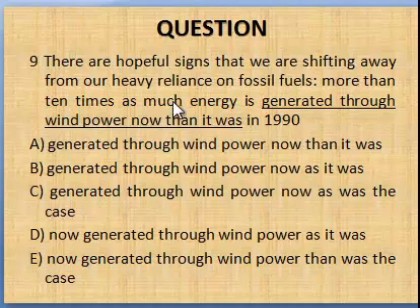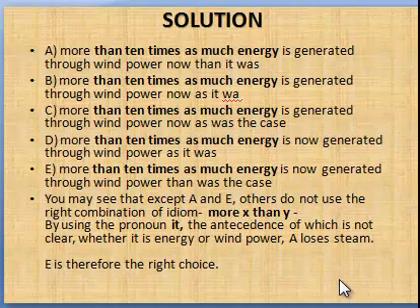Okay, we have to compare that case. We are seeing that we are shifting from reliance on fuel. So more than 10 times as much energy is generated through wind power than the energy that was generated through wind power in 1990. That would be the right comparison. We cannot compare the energy with the wind power, so that makes E the best option, when we compare it in the right way. It's about comparing the right things with the right things. We have to be careful on that.